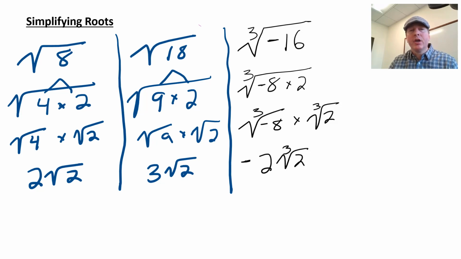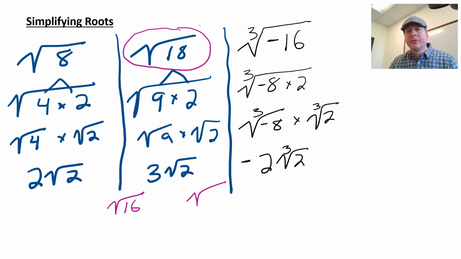A final point I want to make here: suppose somebody asked you the square root of 18. That's approximately what? Well, to get a ballpark figure, you could ask, what is the square root of 16? And what is the square root of 25, a perfect square that is greater than 18? The square root of 16 is 4. The square root of 25 is 5. So I know that the square root of 18 is somewhere in between 4 and 5. So a little estimating can be very helpful sometimes.